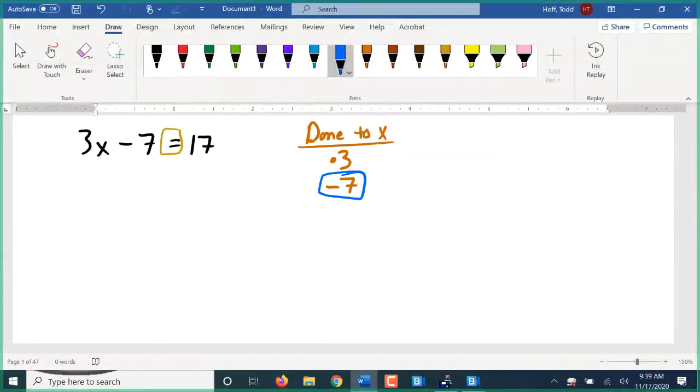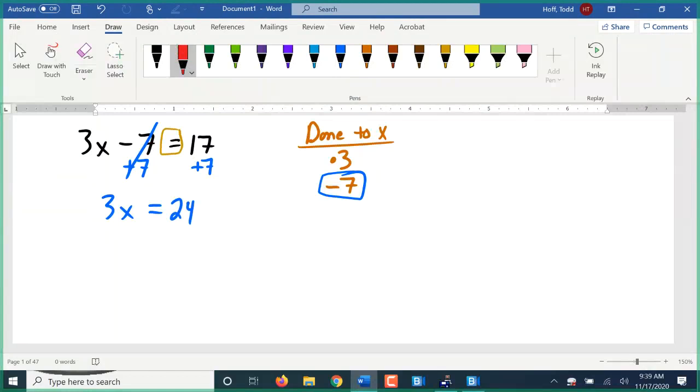The opposite of subtracting 7 is adding 7. So that'll remove that subtracting 7, remembering that we have to do exactly the same thing to the other side of the equation. So on the left side, we've canceled out the minus 7, so we just have 3x equals, on the right side, 17 plus 7 is 24.